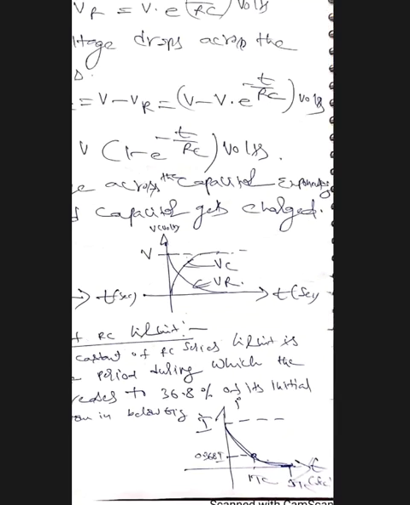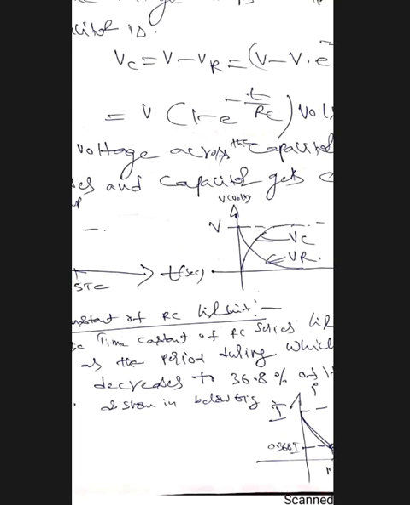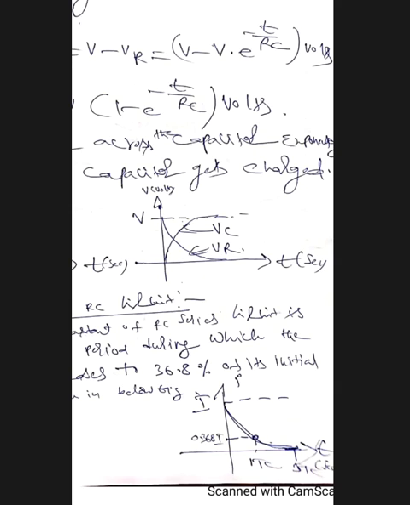అయితే ఇక్కడ ఫైనల్ వాల్యూ నుంచి 36.8 percentage of its final value అంటే 0.368 into I. For example, I is equal to 10. I is equal to 10 amperes. What is the 36.8 percentage of 10?